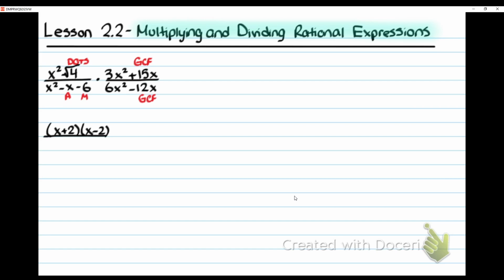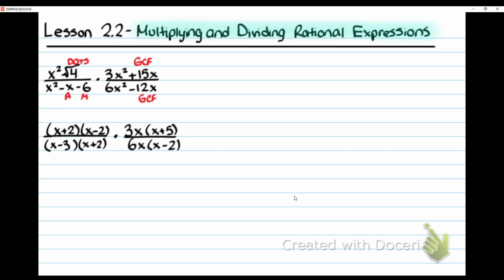Then for the denominator of the first fraction, we're using AM, which means that we need 2 numbers that multiply to -6 but add to -1, which would be -3 and +2. For our second fraction, the GCF between 3x to the second and 15x is 3x. And when you divide out a 3x, you're left with x plus 5. And for the denominator, the GCF between 6x to the second and 12x is 6x, and you're left with x minus 2. All right, so now the most challenging part of this question is done.